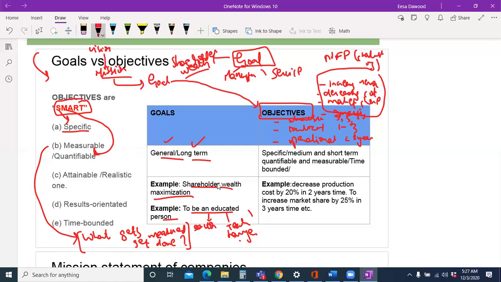How could we have measured shareholder wealth maximization? That was a goal. It wasn't measurable. So unless it's measurable and quantifiable, it will remain a goal and it won't become an objective. So I'll take an example.